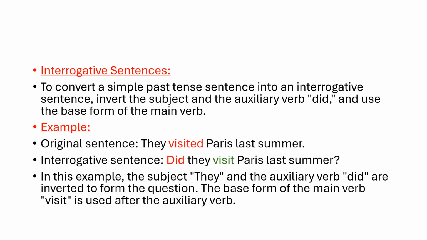To convert a simple past tense sentence into an interrogative sentence, invert the subject and auxiliary verb did and use the base form of the main verb. For example, they visited Paris last summer. The interrogative sentence is: did they visit Paris last summer? In this example, the subject they and auxiliary verb did are inverted to form the question. The base form of the main verb visit is used after the auxiliary verb.